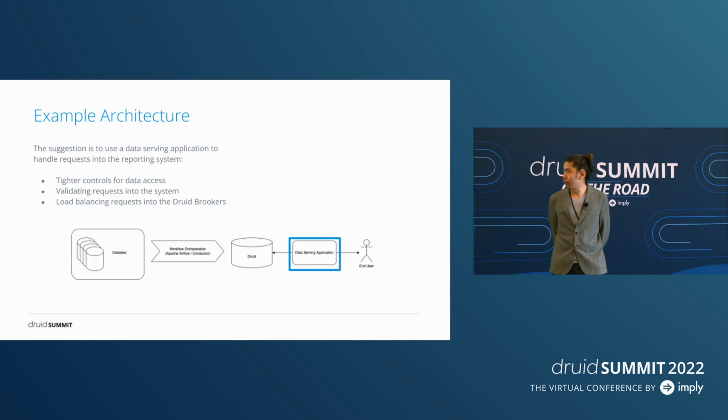Again, we used it for validating requests into systems, and then for access control, right? So I believe the console does not have access control, at least not at the time when we were using it. So we mandated that any access into Druid came through our data serving application, since we can put access control on top of it. Though that might have changed since we've last used it.